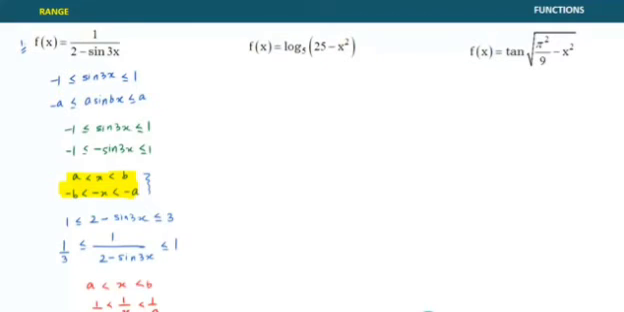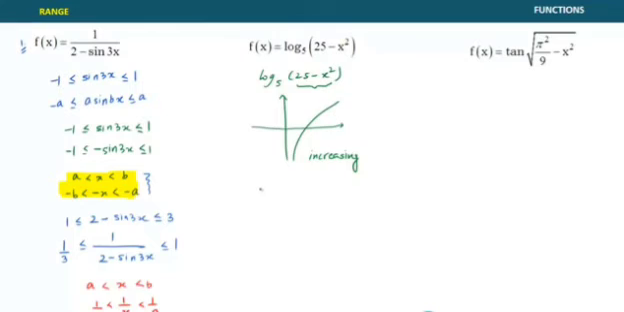Okay, now let's take the other problem. The other problem says that we need to find the range of this. It is a logarithmic function now: log with base 5 of 25 minus x square. People who have understood what log is, first of all, if you know the graph of log, it becomes a very easy problem. This is the graph of log, right? And since we have done increasing and decreasing, this is an increasing graph. As the value of x increases, the value of y also increases. So the larger the value of the input, the larger will be the answer.